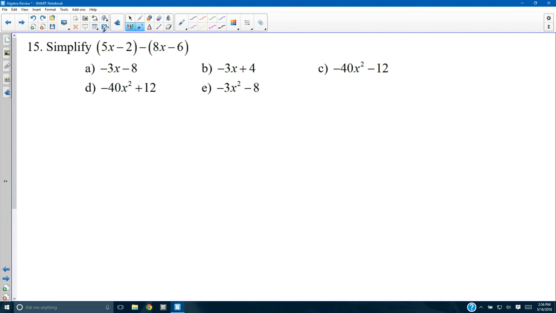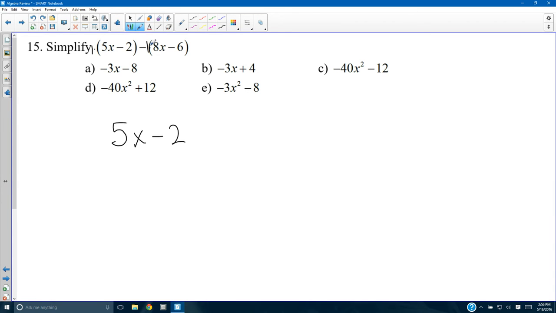Number 15, simplify 5x minus 2 minus the quantity 8x minus 6. So the first thing I want to do is get these things out of parentheses. Now, I can't just get them out of parentheses. It's rewrite them without parentheses, meaning some things might change. The first quantity does not change whatsoever. This is still 5x minus 2. It's being multiplied by 1, basically.